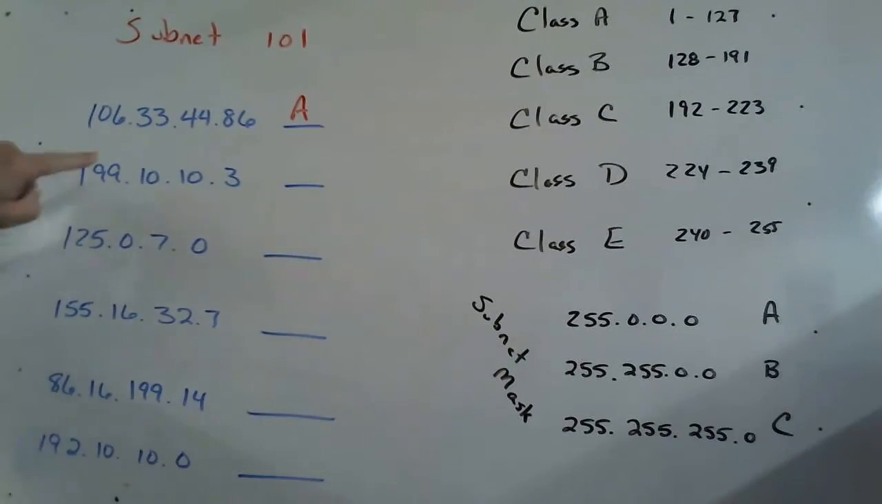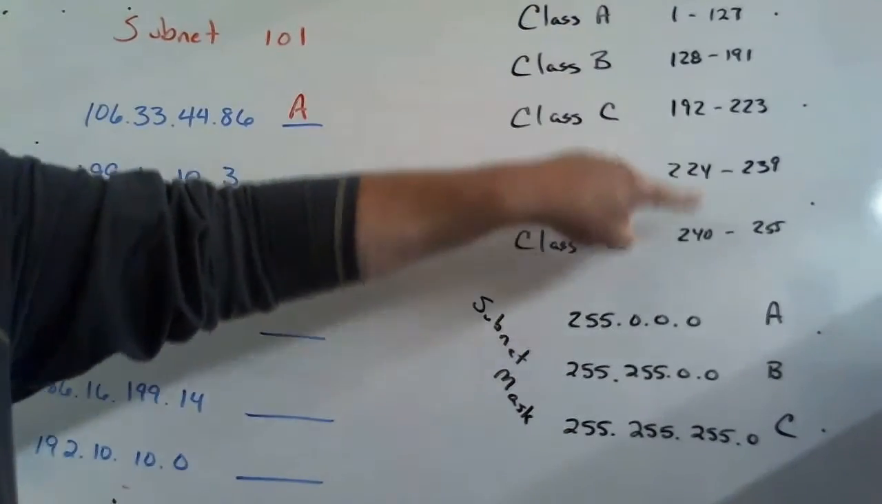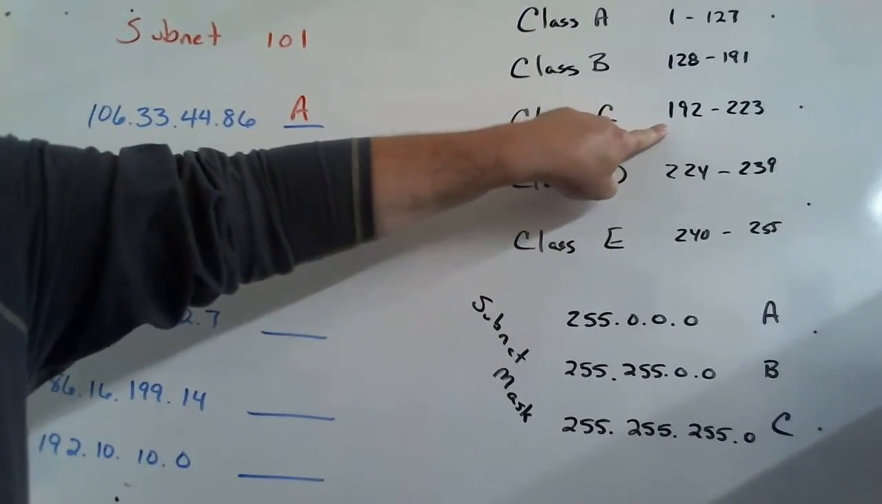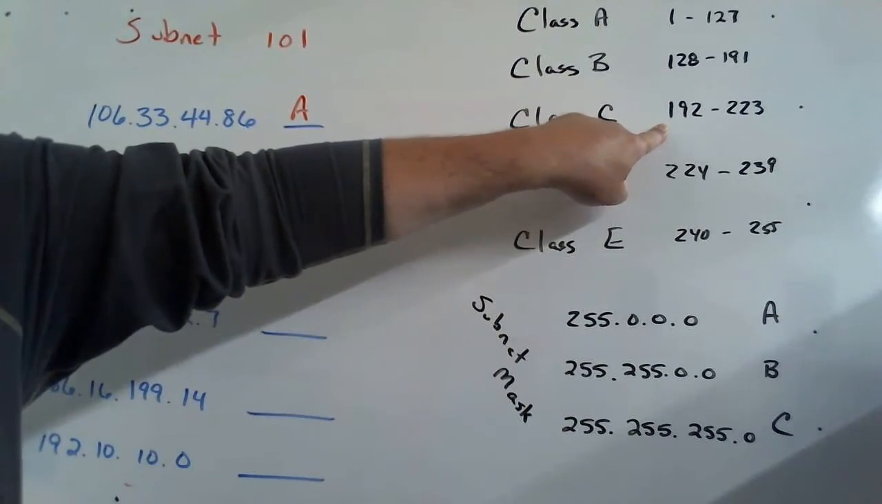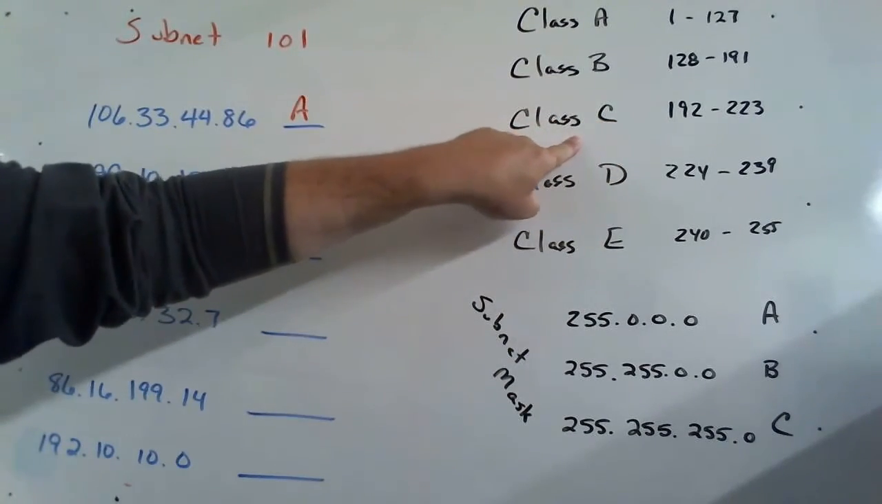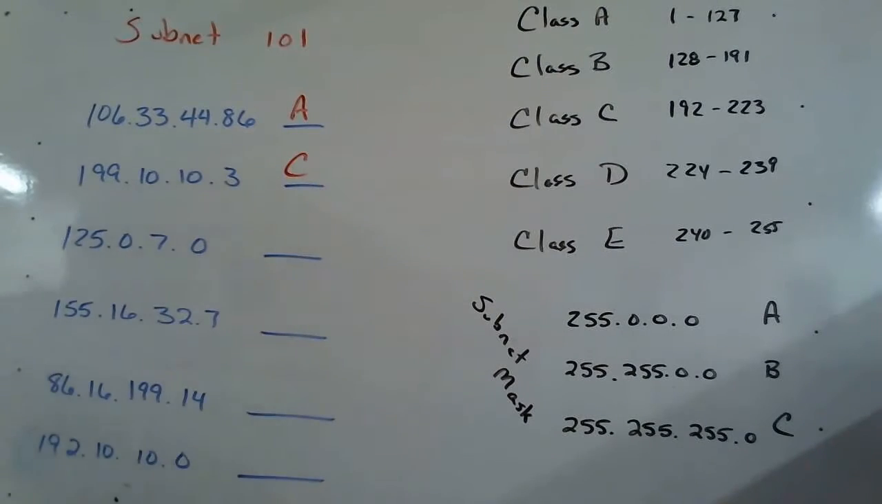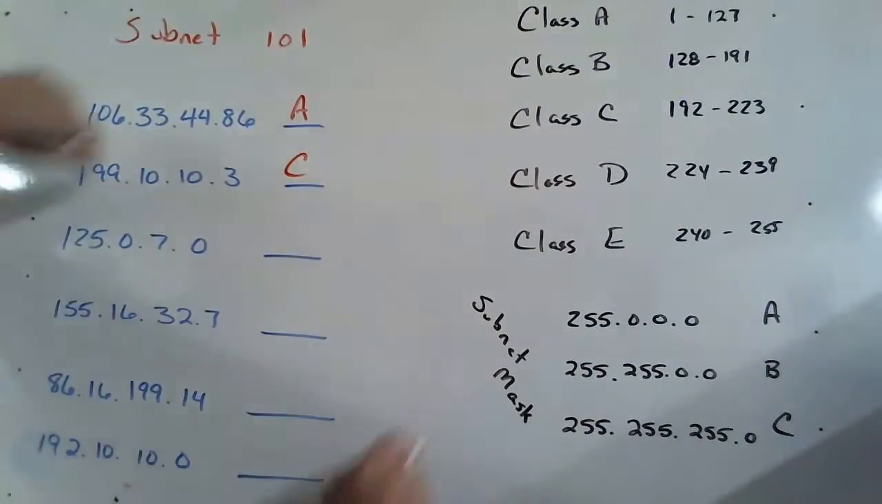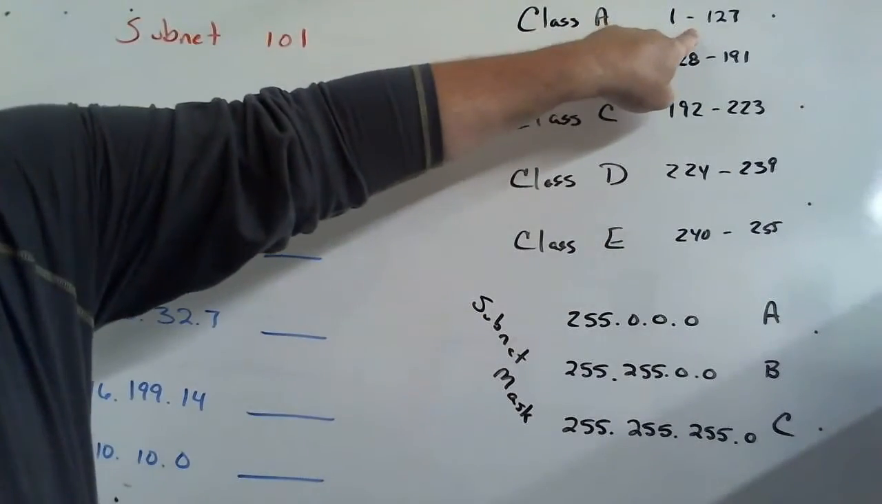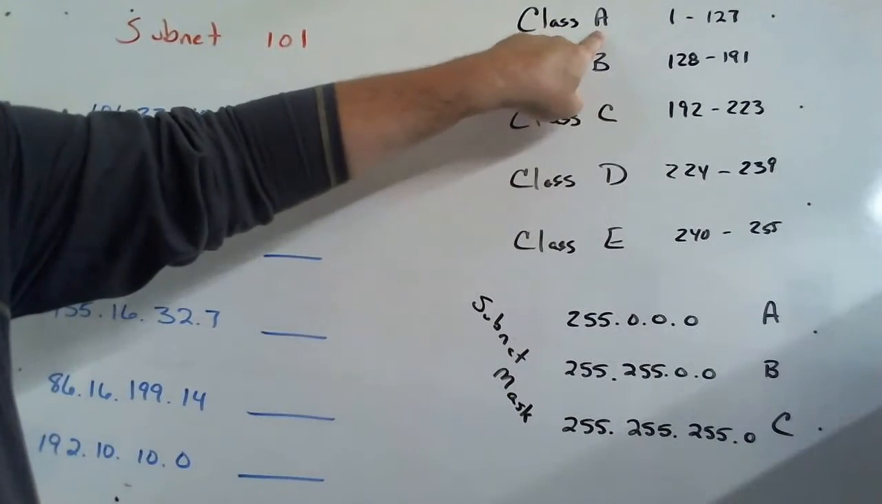Where does 199 end up over here? Well, that happens to be between 192 and 223, so it's a class C. So again, all we have to do is put the letter of the class. Next is 125. Where does 125 fall? Between 1 and 127. So we have another class A.